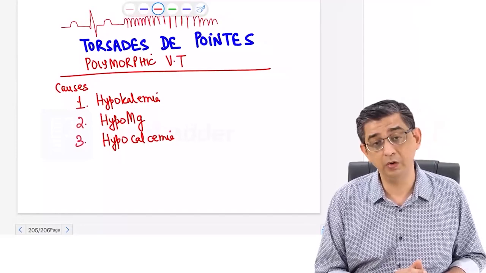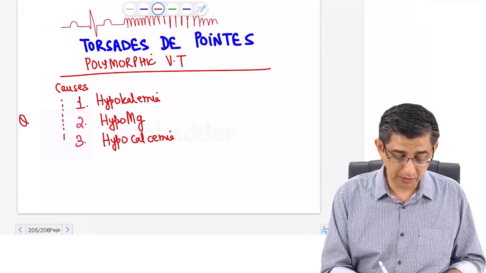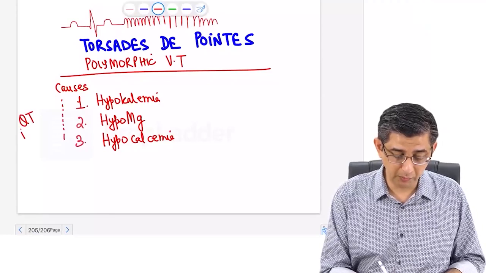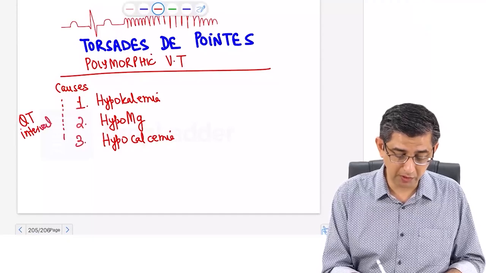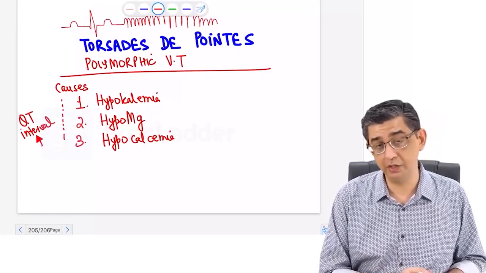but it has also been documented to cause Torsades de Pointes, and in all these three conditions, you will always notice that in the ECG, the QT interval will be prolonged, and whenever QT interval is relatively increased, then there can be fatal arrhythmia in the form of Torsades de Pointes.